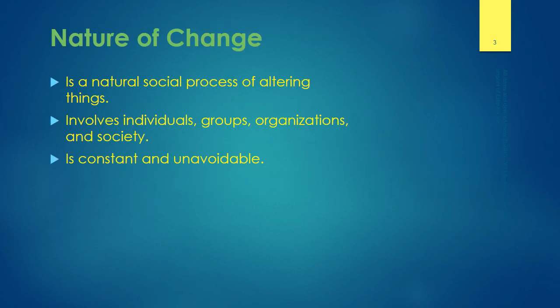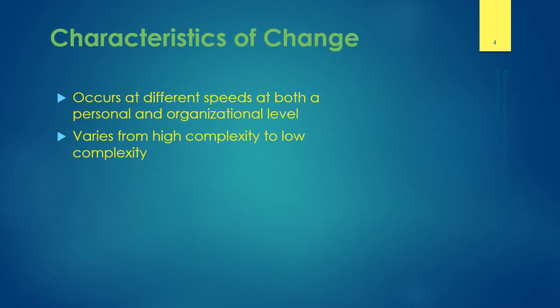When we look at the nature of change, we find that it is a natural social process of altering things. It involves individuals, groups, organizations, and society. It is constant and unavoidable. Change occurs at different speeds at both a personal and an organizational level. It varies from high complexity to low complexity.